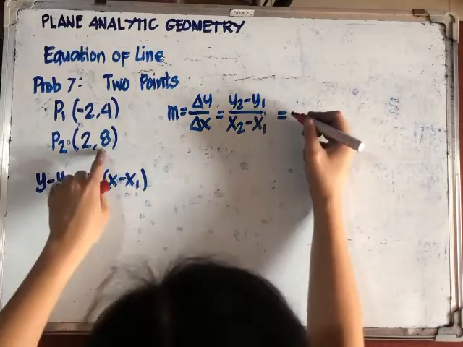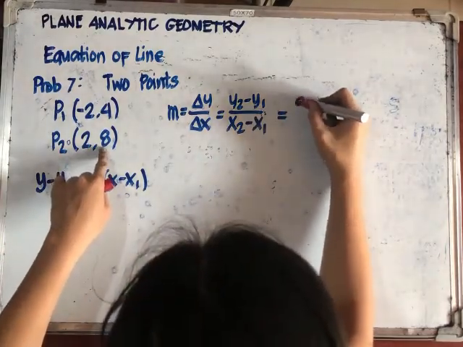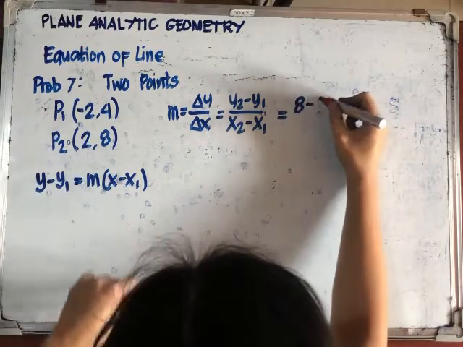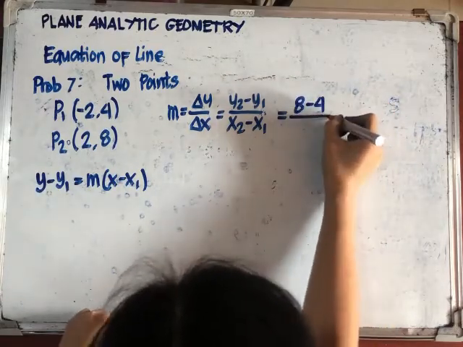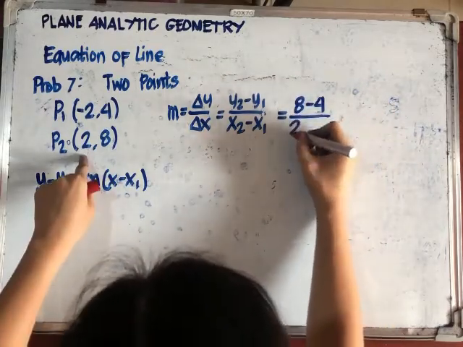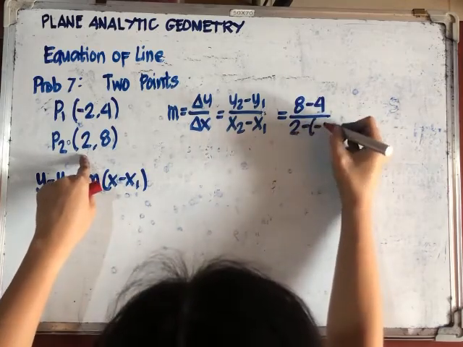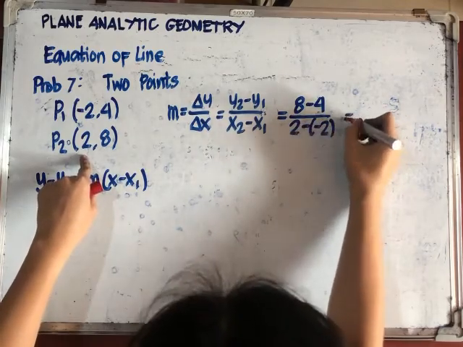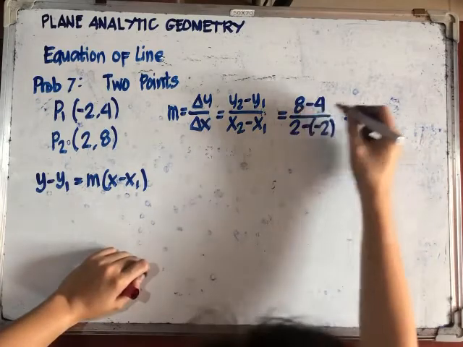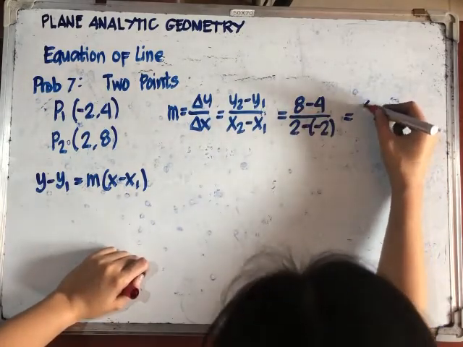So, we have y sub 2 is 8 minus y sub 1 is 4 divided by x sub 2 is 2 minus negative 2. So that would give us 8 minus 4 is 4.